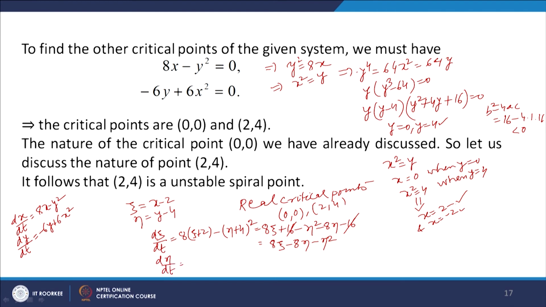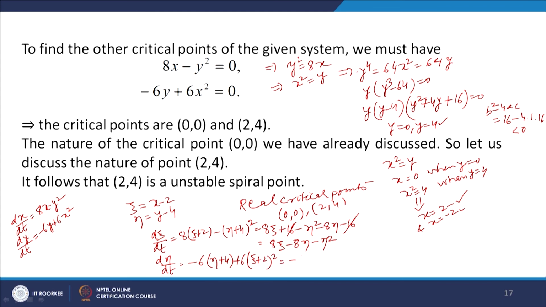And d eta/dt is equal to dy/dt. So, dy/dt we can write as d eta/dt, and then minus 6 times y, where y is equal to eta plus 4, plus 6 times x square, where x is xi plus 2, whole square.